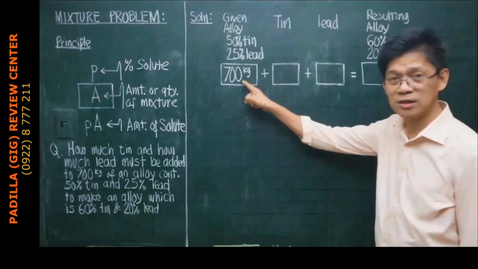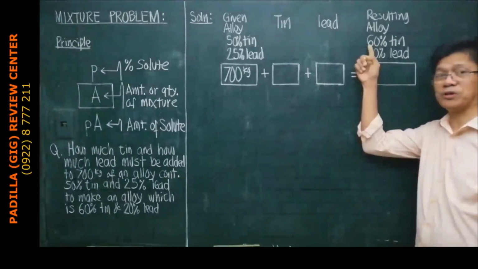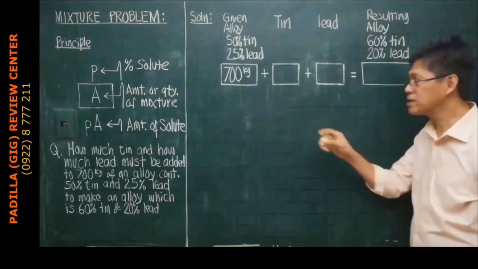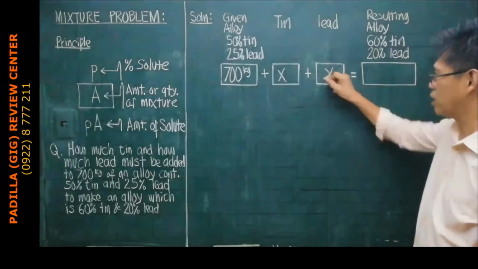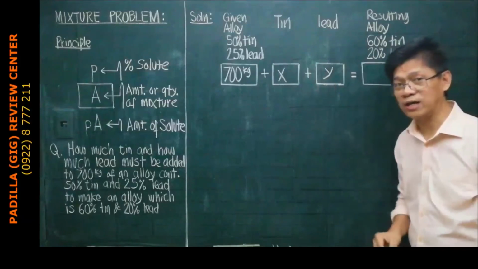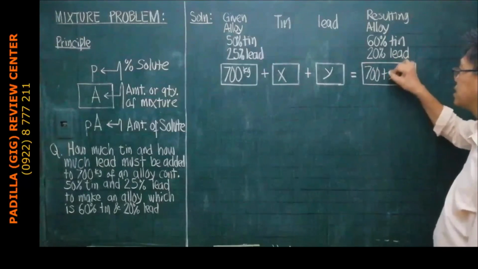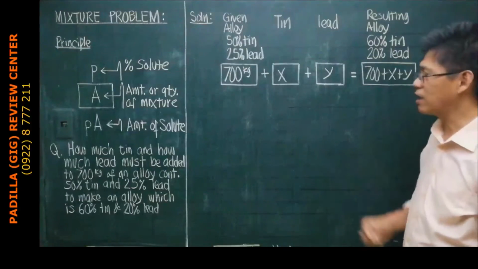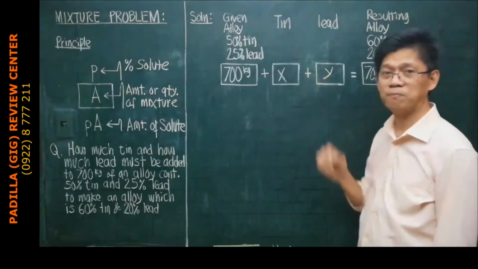Okay? Now, in here, we are asked to find how much tin and how much lead must be added to this in order to get a resulting alloy that is 60% tin and 20% lead. Let us say that we add X kilograms of tin, Y kilograms of lead. So if you have 700, you add X, you add Y kilograms, naturally you'll get 700 plus X plus Y kilograms.